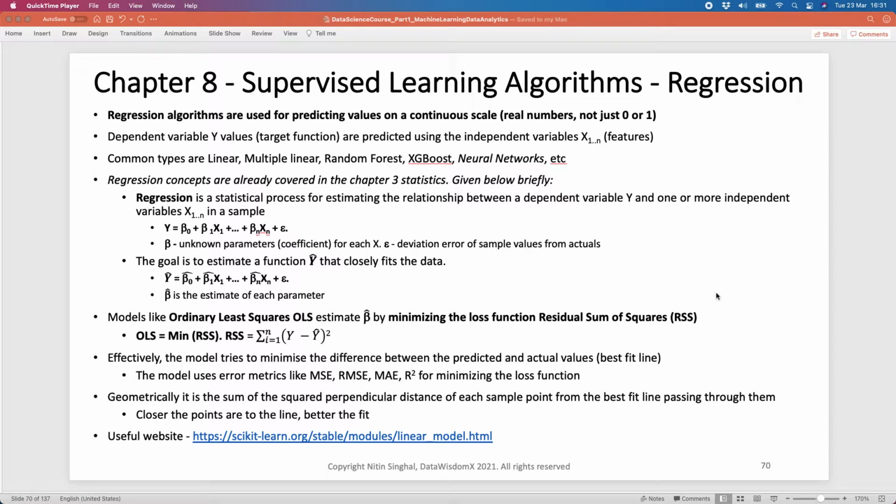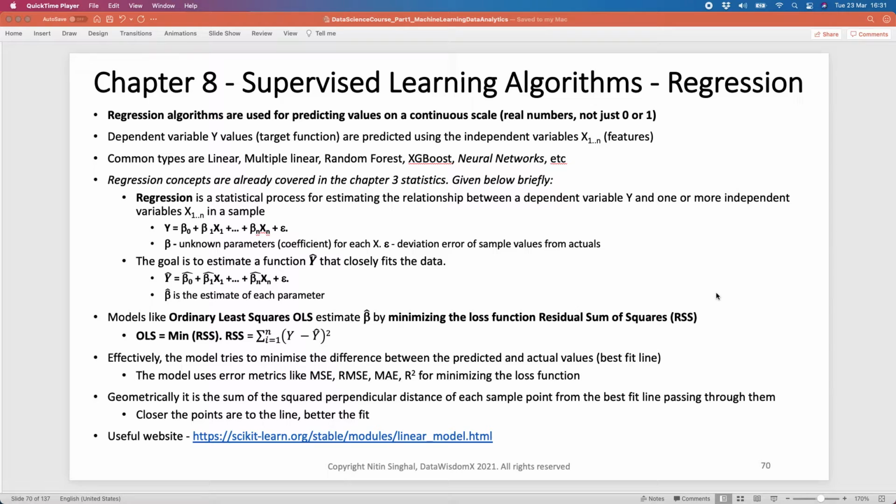So what is regression? Regression is you're trying to predict the output variable, which is your y value, using the input values of the input variables, which is the independent variables x1 to n. To do that, you're trying to build a linear equation between y and x. So that formula, as you can see here, is given. y is equal to beta naught plus beta 1 x1 plus beta 2 x2 and so on and so forth to beta n xn plus an error term.